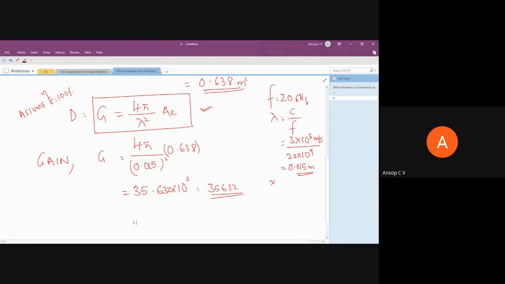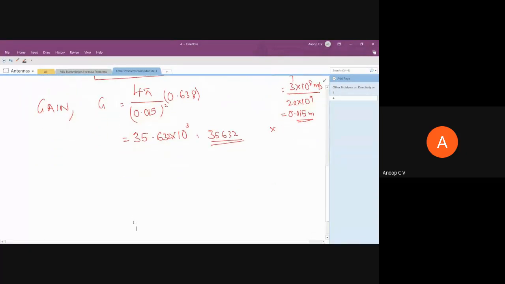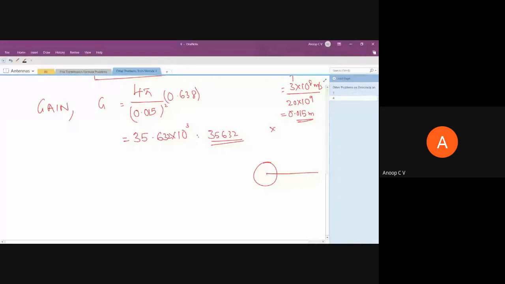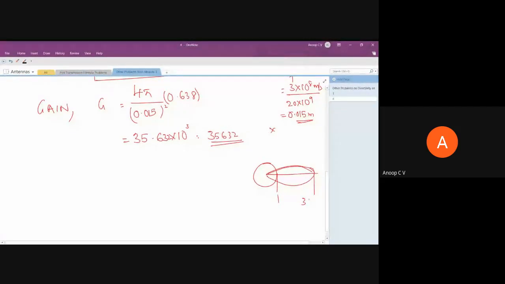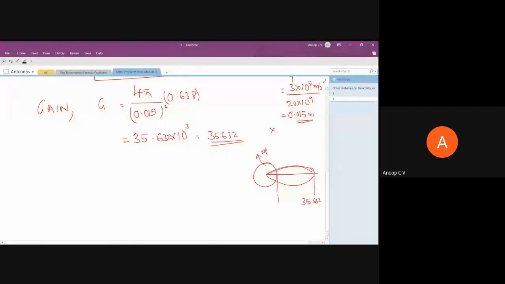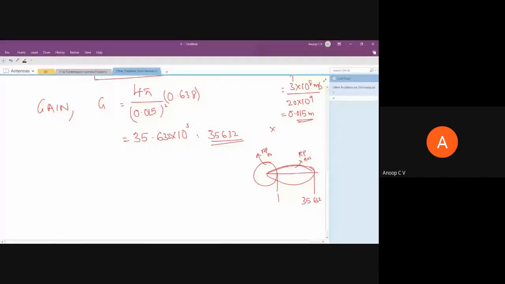So now we want the gain in dB. What is the meaning of this? Gain is 35,632. If it was an isotropic radiator, the maximum power in the intended direction would be 1 unit. If you use this particular antenna, the power will be 35,632 times that of an isotropic radiator. This is the radiation pattern of an isotropic radiator, and this is the radiation pattern of the antenna under test. So that is the meaning. Just imagine.